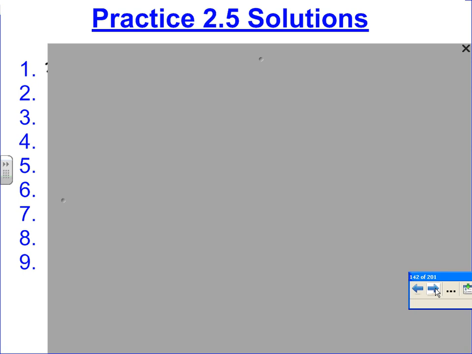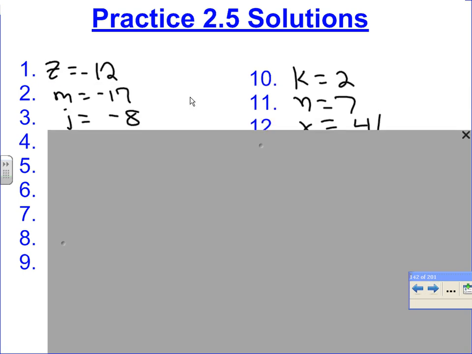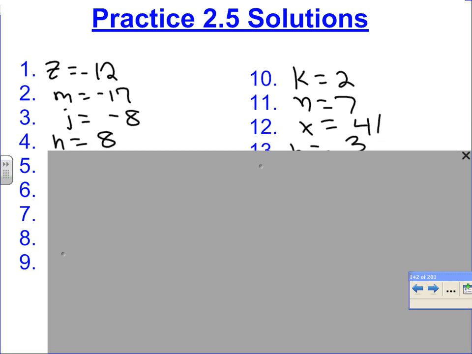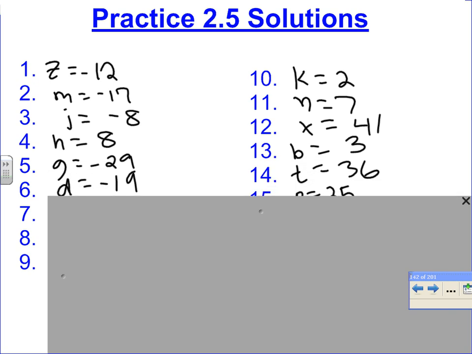Good. Good job. Sean, could you tell us what you got for numbers 4, 5, and 6? H equals 8, G equals -29, and D equals -19. Awesome. Briar, 7, 8, 9.